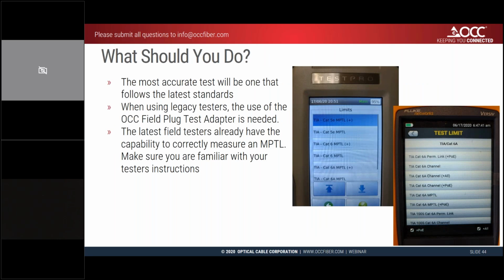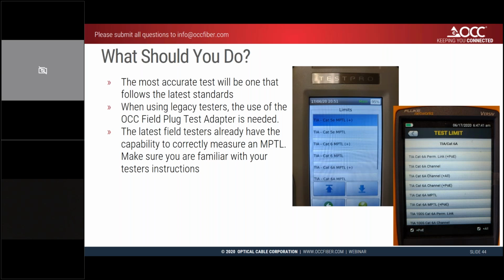And what should you do? Well, yeah, the most accurate test will be one that follows the latest standards. If you've got an old tester, the best thing for you to do is really, if you're not going to upgrade, then at least for the time being, you want to use an OCC field plug test adapter. That's going to give you the most accurate test that you can achieve with that older tester.